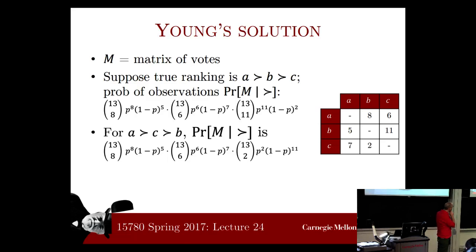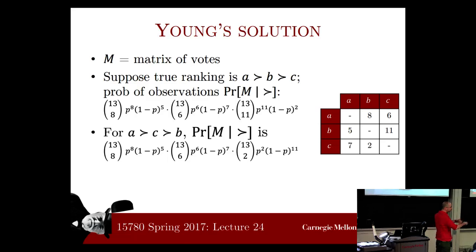Okay, so let's stare a bit at these 2 expressions. One crucial point is that the binomial coefficients are exactly the same. These 2 are exactly the same, and these 2 are also the same because 13 choose 11 is exactly the same as 13 choose 2. n choose k is the same as n choose n minus k. So the only difference is the powers to which we raise p and 1 minus p. So what are these powers? If we ignore the binomial coefficients, we have p to the power of 8 plus 6 plus 11 times 1 minus p to the power of 5 plus 7 plus 2.